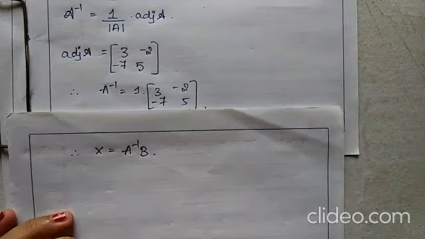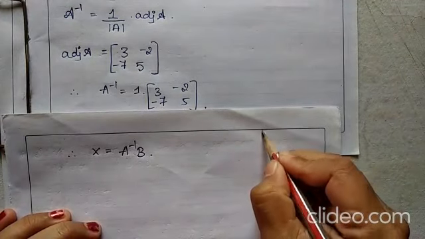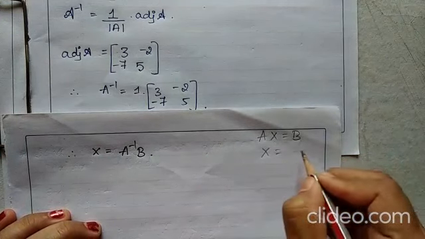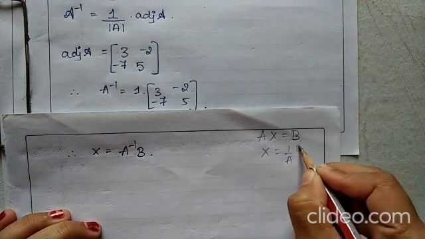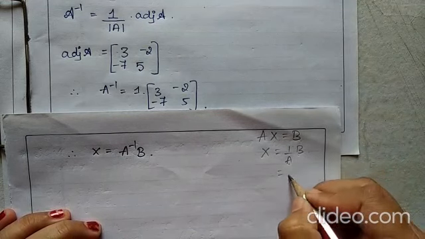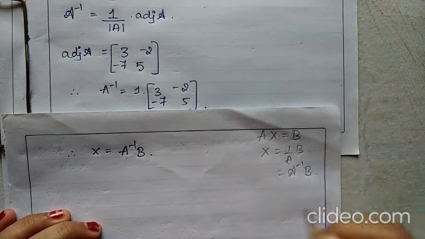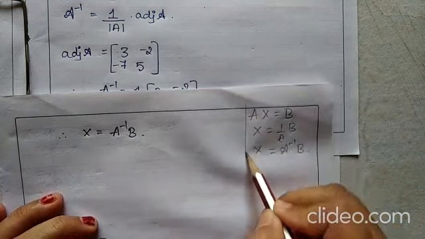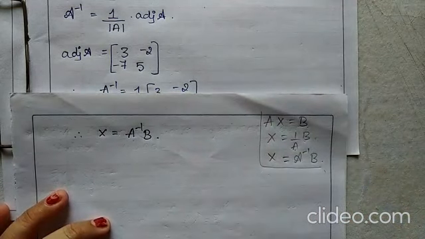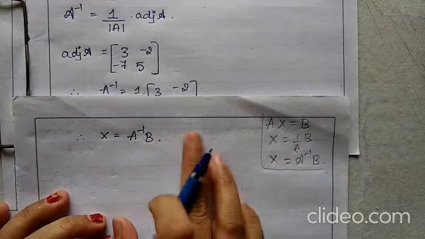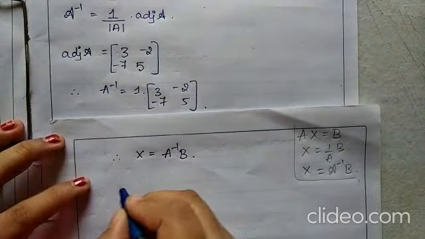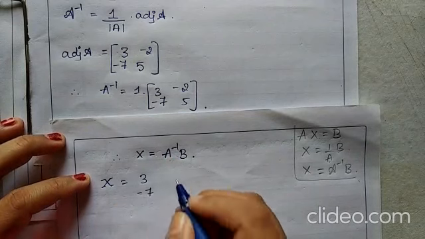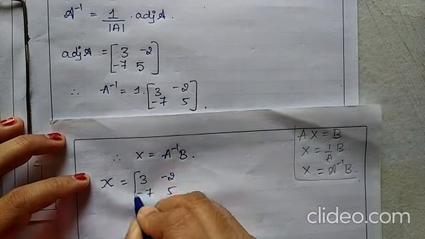Because see here, what is the matrix equation? Ax is equal to B. Therefore, X is equal to 1 by A into B. 1 by A can be written as A inverse. Therefore, X is equal to A inverse into B. That's why X is equal to A inverse into B. We already found the value of A inverse here. So what is that? 3, minus 2, minus 7, 5.